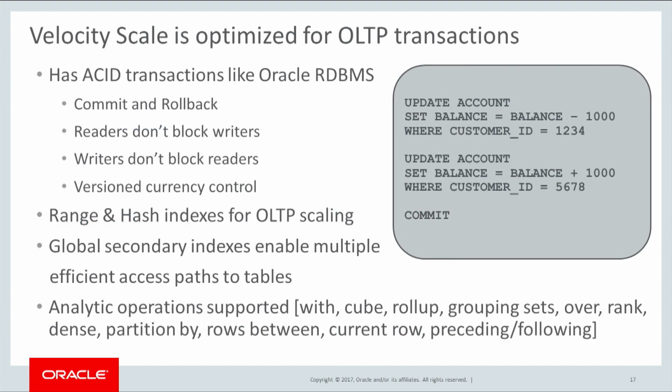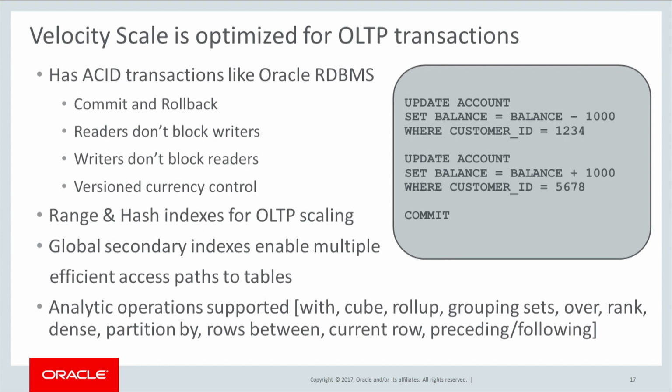So times 10 velocity scale is optimized for OLTP. So we do ACID transactions, standard stuff, commit, rollback. Readers don't block writers, writers don't block readers. We've got version control. We've got range and hash indexes, global secondary indexes. But by the way, we also do analytics.